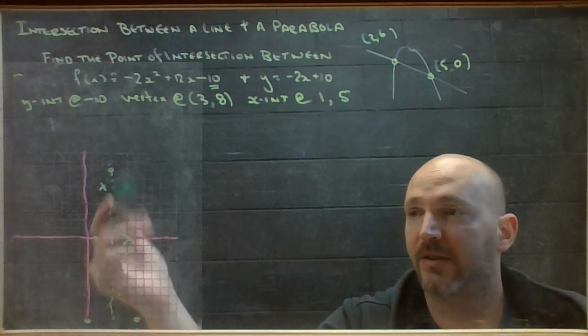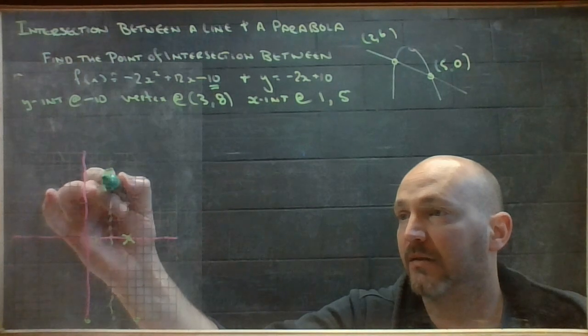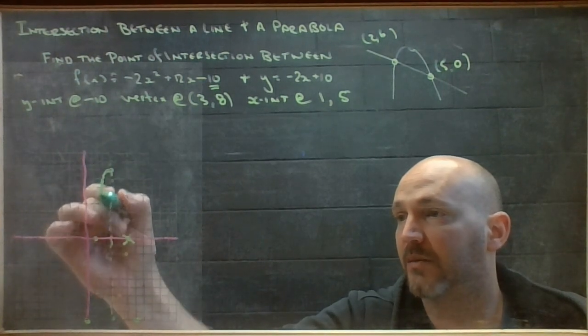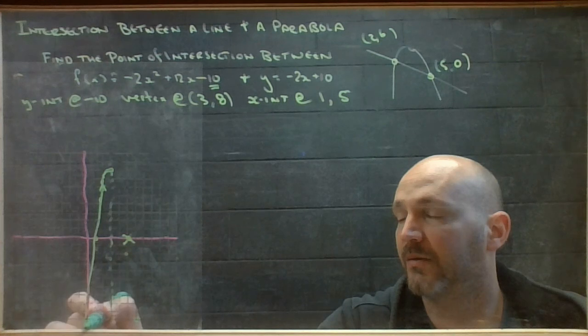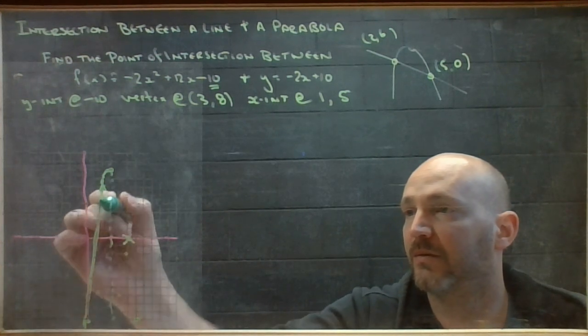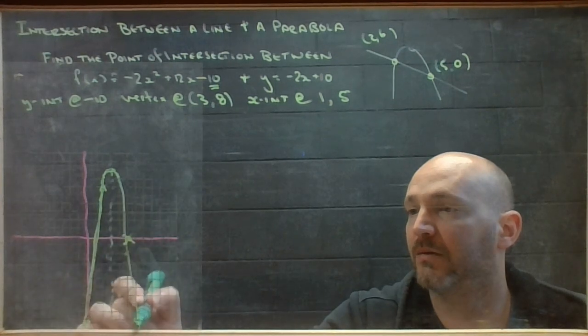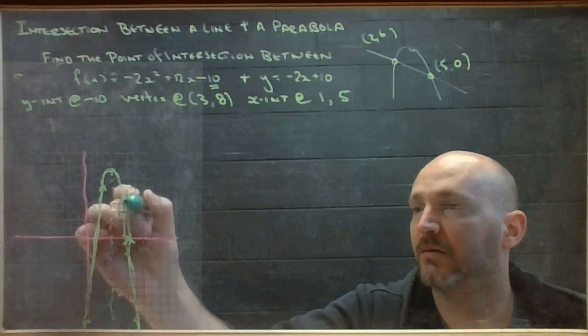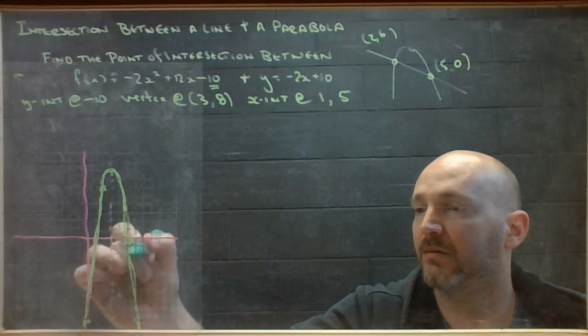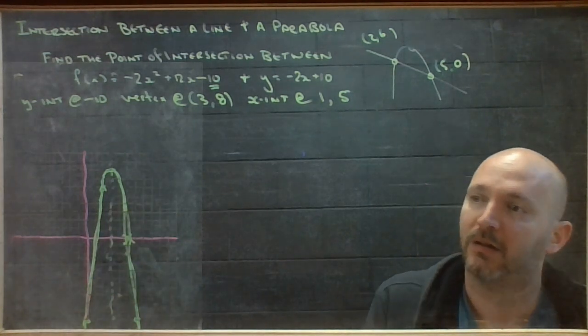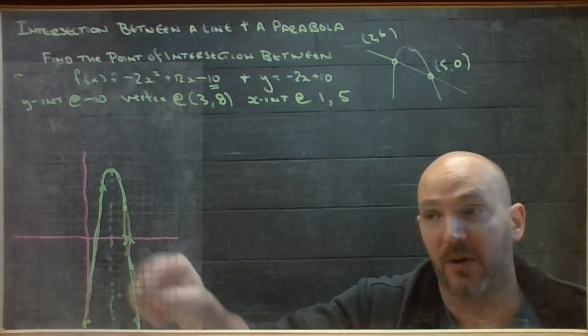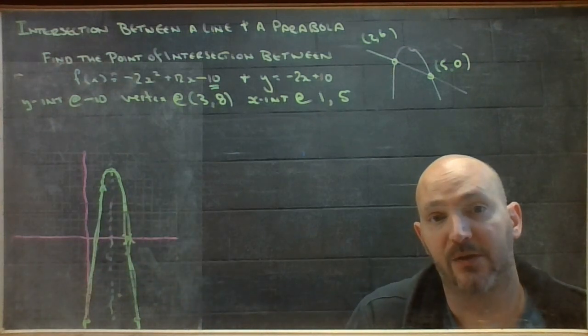If I try and sketch this in, past that point, because I know I'm supposed to. I mean, that looks like a parabola. Looks like that dot fit on there just fine.